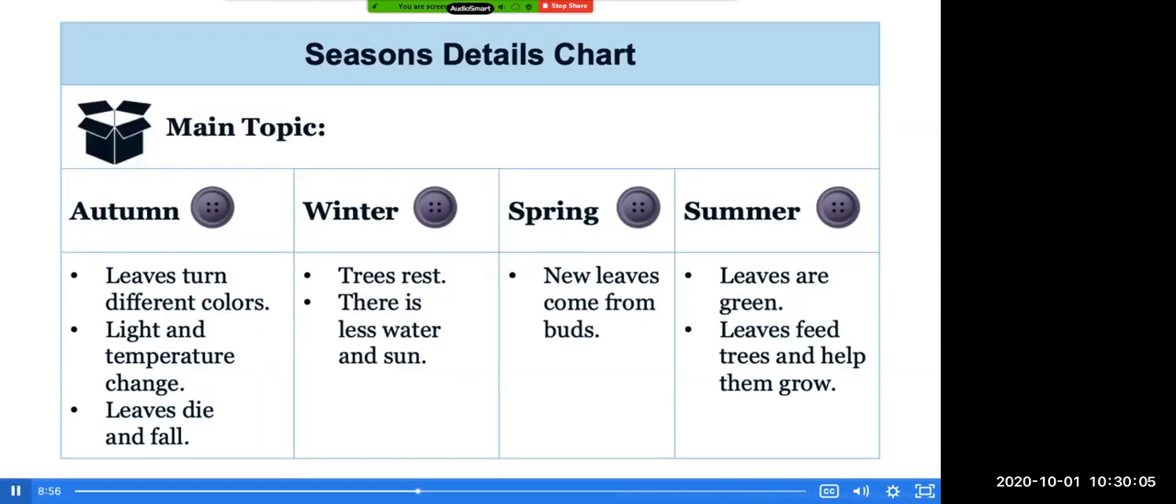What's happening to the leaves and trees across the seasons? What's the main topic that holds all these details together? Share your idea with your learning partner or shout it out loud to me. There's always more than one possibility, but one possibility for the main topic is this.